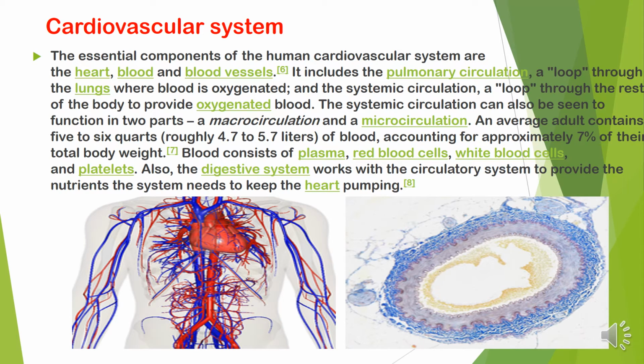A loop, class, through the rest of the body to provide oxygenated blood. The systemic circulation can also be seen to function in two parts, a macrocirculation and a microcirculation. An average adult contains 5 to 6 quarts, roughly 4.7 to 5.7 liters of blood, accounting for approximately 7% of their total body weight. The blood consists of plasma, RBC or red blood cells, WBC or white blood cells, and platelets.